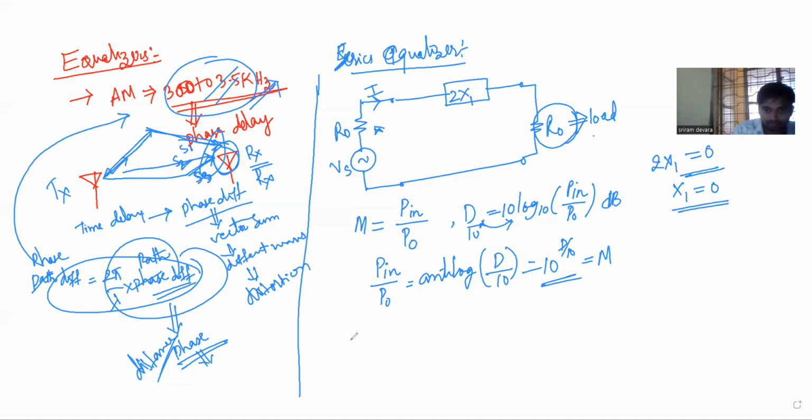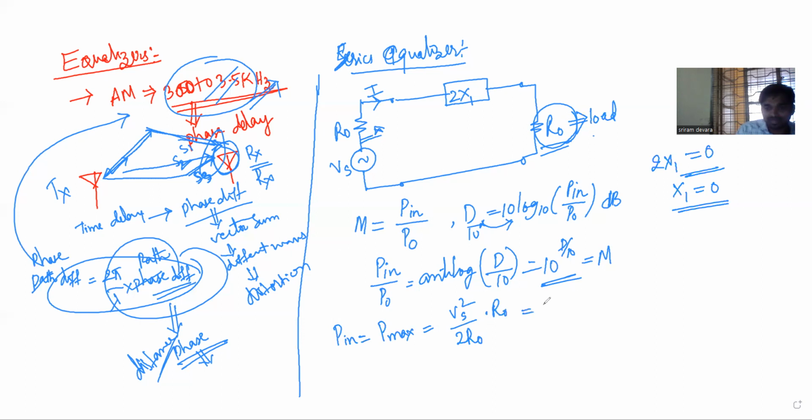So therefore, P in is equal to P max, or power max, is equal to Vs square by 2 R naught. Why? Because here R naught is there. If x1 is equal to 0, we'll get the maximum power delivered to the load. So that is current square multiplied by resistance. It is the load resistance R naught.